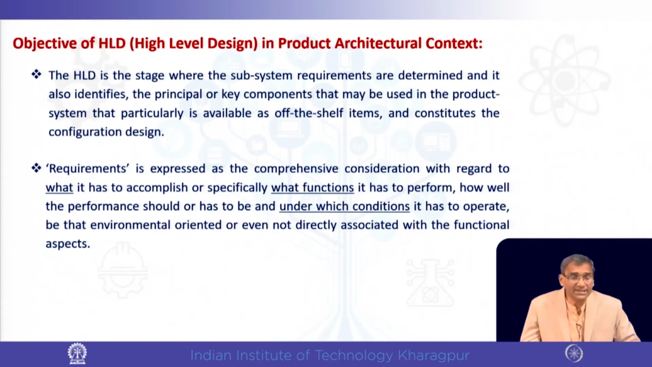That may be used in a product system, that particularly is available off the shelf. So, here we are talking of two things. One is the distinct design or distinct component or customized product, that is something that is to be built uniquely, and there are some components which are to be used in a product, but those are available off the shelf, bought out components.